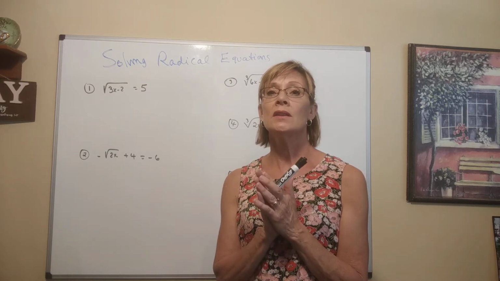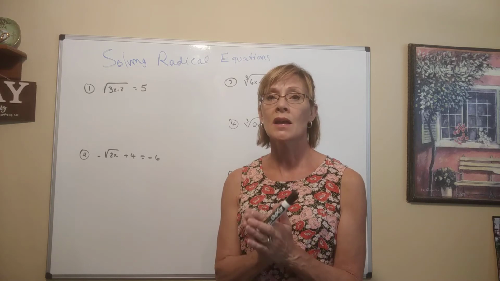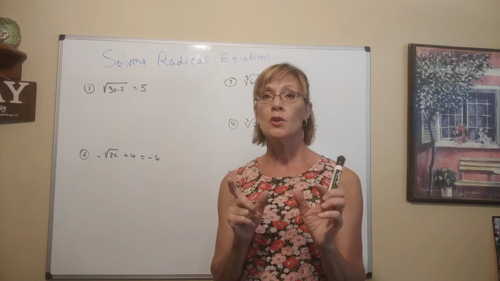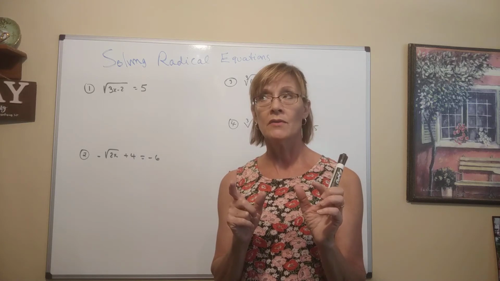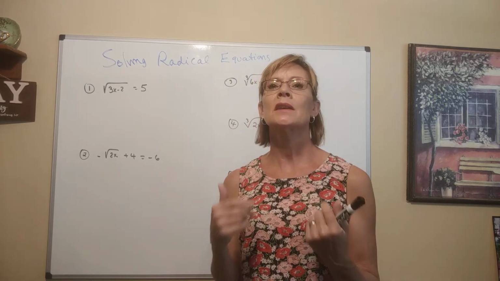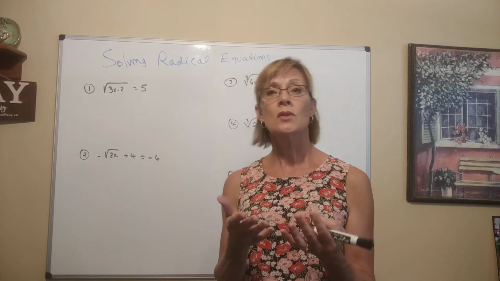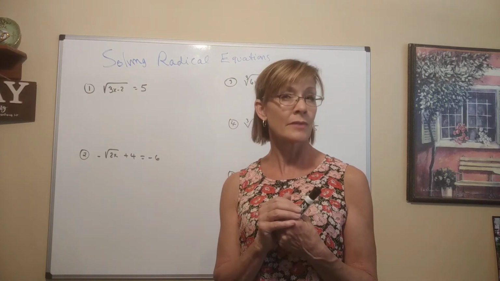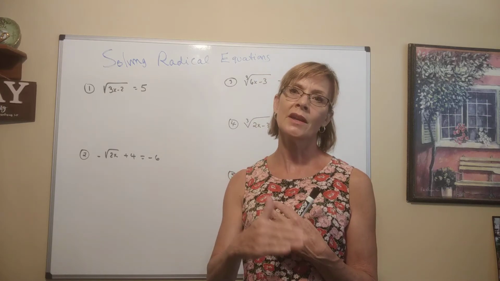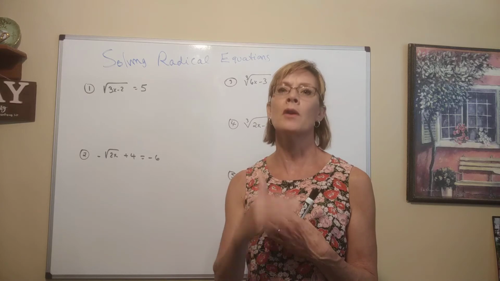When you have an even index, you have to check your answers, because when you square both sides of an equation, and that's what you do when you have an even index, or to the 4th, something even, you introduce many times extraneous solutions, which are solutions that look good, but they really do not solve the equation. They're false. So you have to know that by checking them, and it is required. It is part of the process.